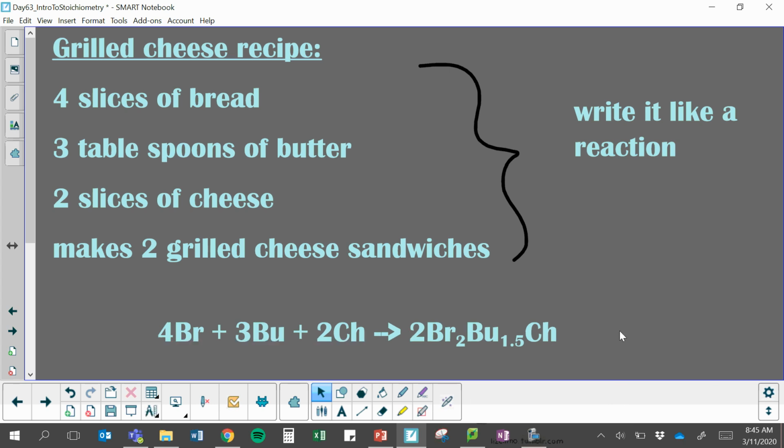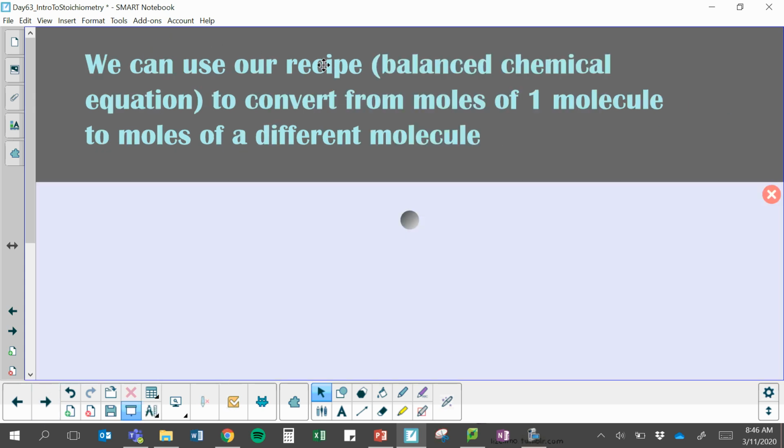So this is how you can think about our reactions, it's just another way of writing our recipe. And remember, we can use our recipe to convert from amounts of things. If I want to use 6 slices of bread, we can then use our stoichiometry to convert and cancel bread, because we know 4 bread equals 2 sandwiches. So we can use that information to convert. We can use our recipe, in our case for reactions, it's our balanced chemical equation, to convert from moles of one molecule to moles of a different molecule. And it's important that it's in moles.